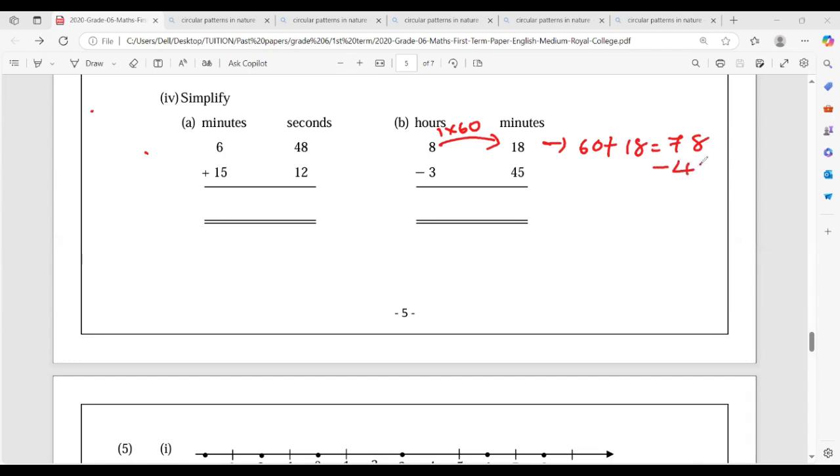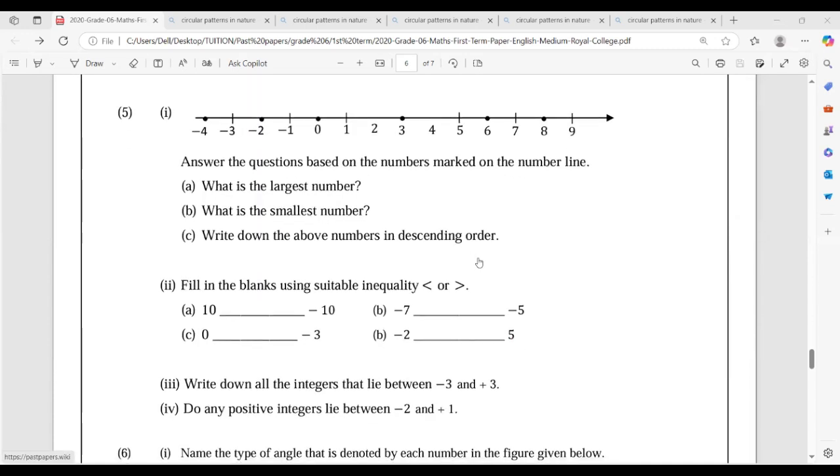78 minus 45. Now you can do subtraction. 8 minus 5 is 3. 7 minus 4 is 3. Then it's going to be 33 minutes. And here now you don't have 8 hours. This is now 7. 7 minus 3 is 4. So this is the answer, right? Okay, and let's practice this again and again, and that's my request.